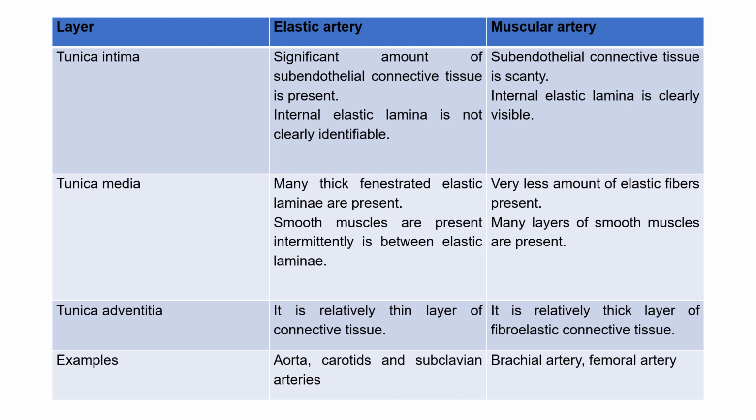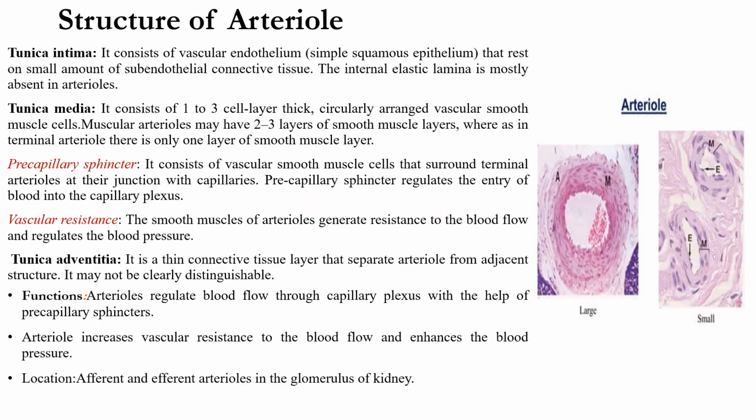Examples of elastic arteries are aorta, carotid artery, subclavian artery, and example of muscular artery is brachial artery, femoral artery. Elastic arteries are also known as conducting arteries, and muscular arteries are known as distributing arteries. The muscular arteries divide and redivide, and they give rise to arterioles. Diameter of arterioles is less than 100 micrometer, and distally these arterioles will form capillary plexus.